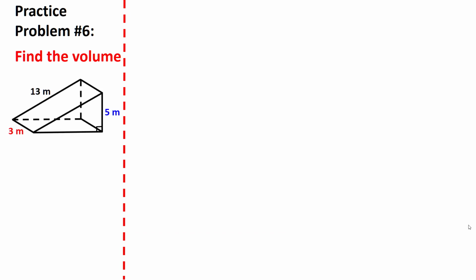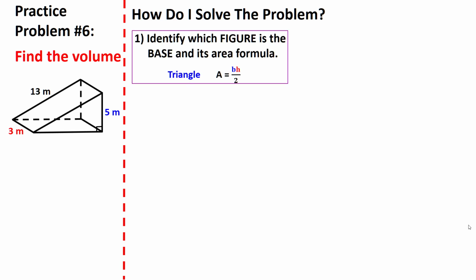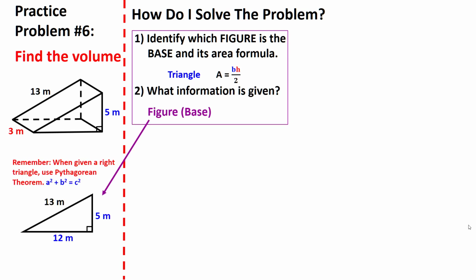Problem 6. Find the volume. How do I solve the problem? First, I identify which figure is the base and its area. In this prism, the base is a triangle. Second, I write down the given information. For this prism, not all the information is given at the same time. However, when we are given a right triangle, we can use the Pythagorean theorem, a squared plus b squared equals c squared. After using the theorem, I get the base equal 12 and the height equal 5.